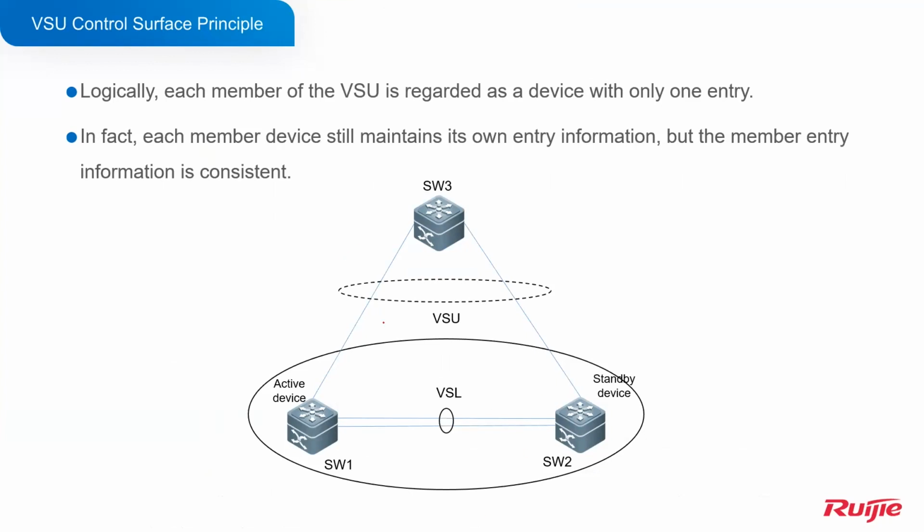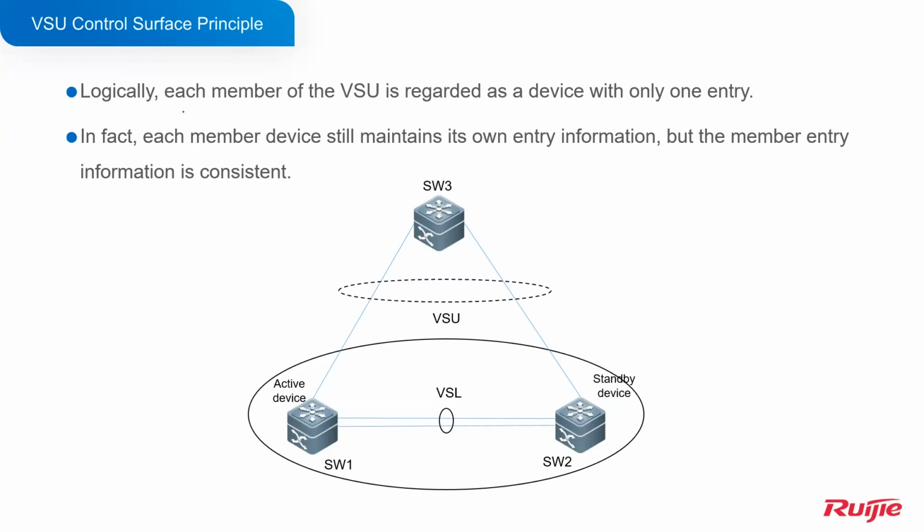Next, let's look at the VSU control plane principle. Logically, for example, in this topology, if we deploy the VSU on switch 1 and switch 2, switch 1 becomes active, switch 2 becomes standby, and between them we have the VSL link. Then we deploy them to become the same VSU. And about SW3, switch 3 will think it only connects two interfaces to one switch, right? Because they are in the same VSU, they are one logical switch.